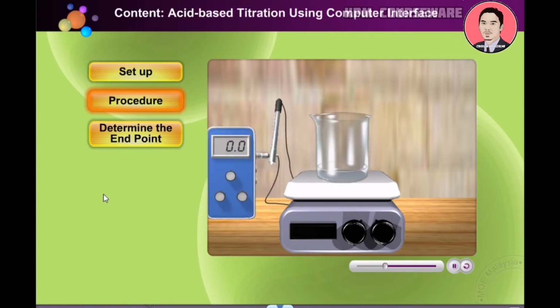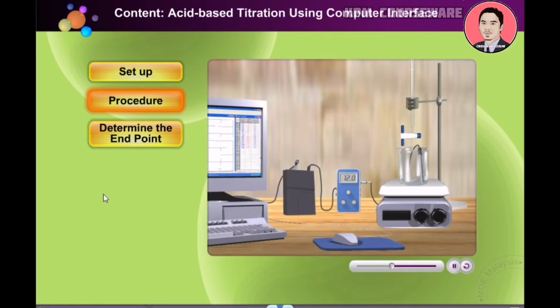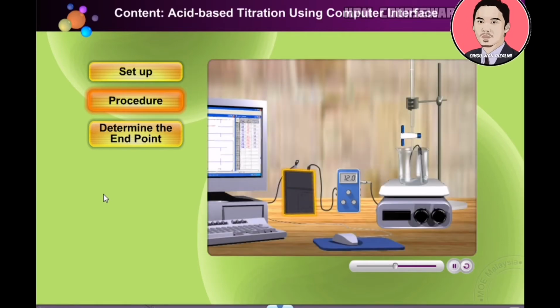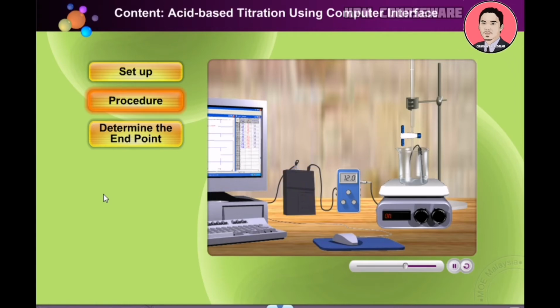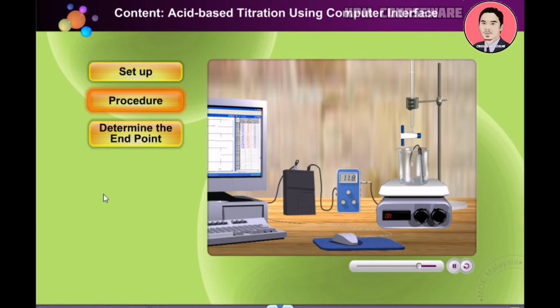Dip the pH meter probe into a sodium hydroxide solution. Use a computer interface to link the pH meter to a computer. Switch on the magnetic stirrer and set the computer to record and display the pH. Adjust the acid flow from the burette into the beaker, drop by drop. Record the pH for every 5 cubic centimeter and stop when the total volume of hydrochloric acid added is 30 cubic centimeters.